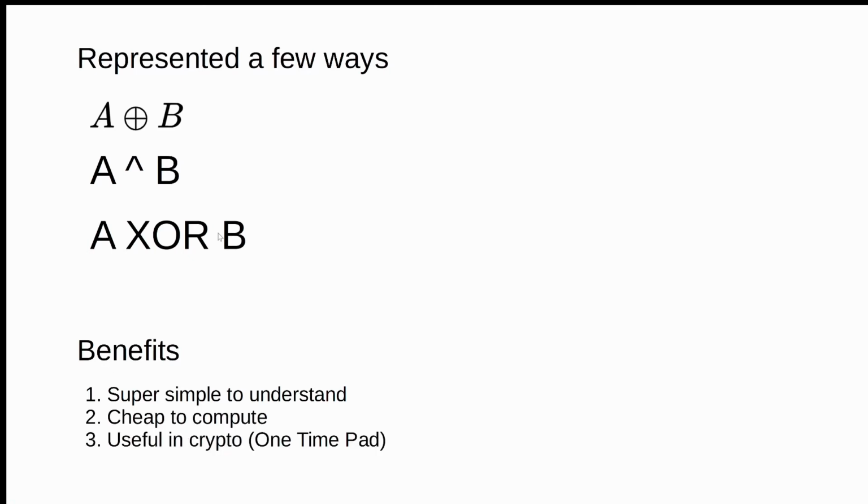What are the benefits of XOR? Why do we care? Well, first, it's super simple to understand, as you'll see in just a minute. It's cheap to compute, and it's useful in crypto. So the one-time pad is something that I'll talk about later, but all you really need to know about it now is it's truly unbreakable cryptography, assuming you do it right and you keep the key a secret, and it's incredibly simple. So XOR finds uses in all kinds of cryptography. And the one-time pad is just a very good example of it.